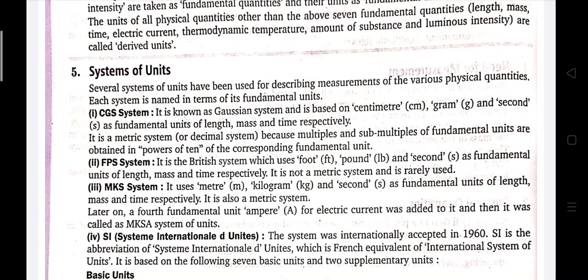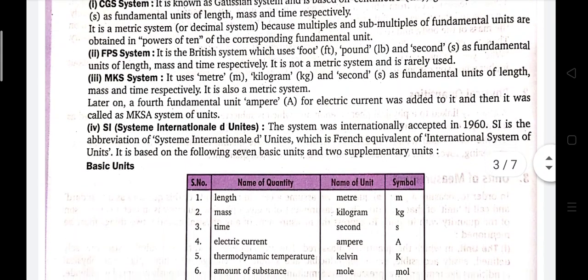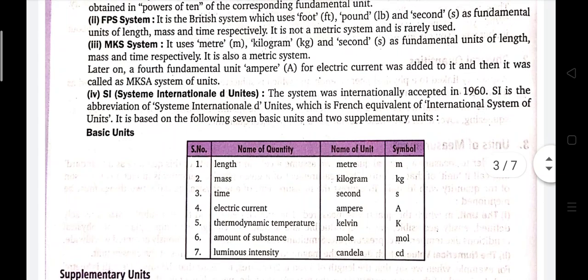Okay, let's discuss them. First one, length. The SI unit of length is the meter, small m is the symbol. Mass, kilogram. Time, second. Electric current, ampere, represented by a capital A. Thermodynamic temperature, Kelvin, K. Amount of substance, mole. Luminous intensity, candela. Then there are certain supplementary angles: plane angle, radian; solid angle, steradian.